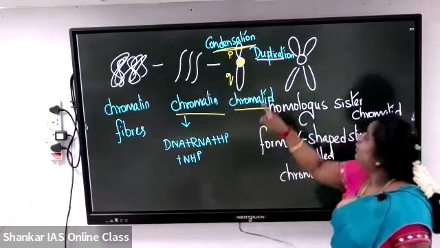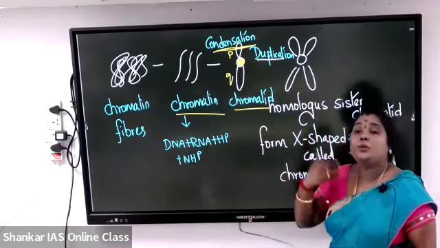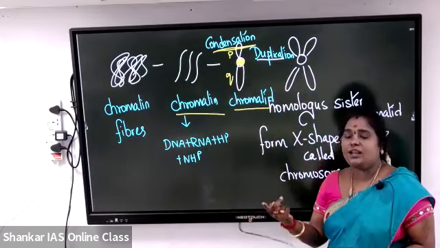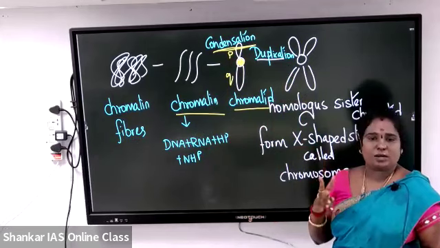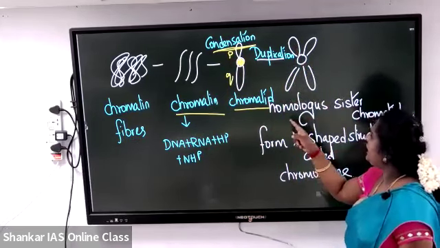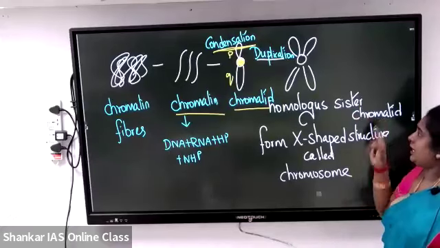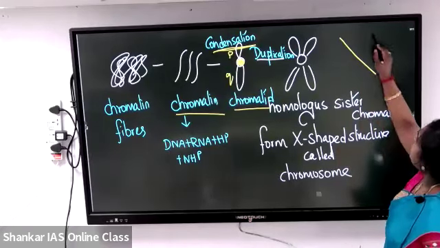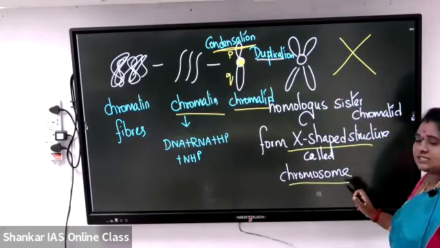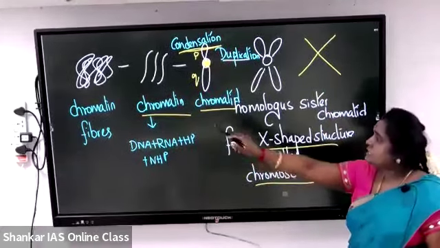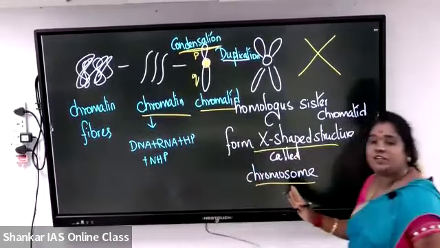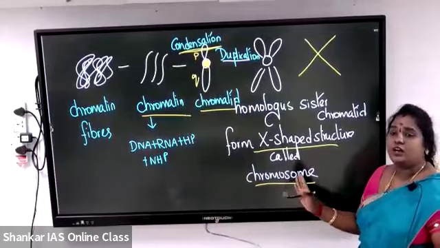This chromatid will undergo a process of duplication. What do you mean by duplication? The single sister chromatid will become a double sister chromatid. So now the sister chromatid becomes two. We call them homologous sister chromatids, and they show a typical structure of X. This X-shaped structure we call a chromosome. So this picture will explain how a chromatin fiber is converted to a typical structure of a chromosome.